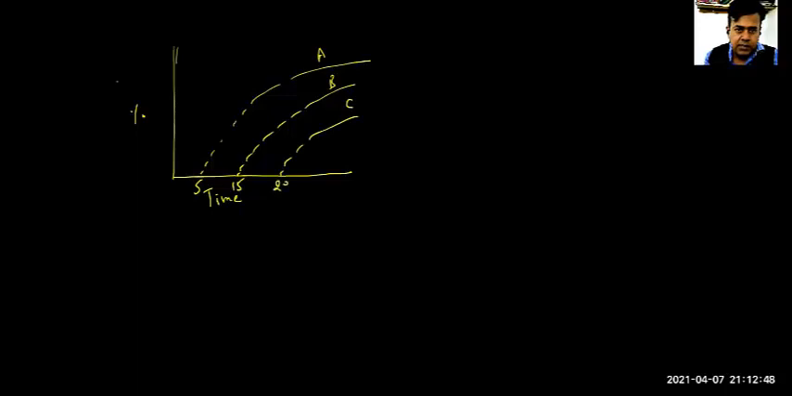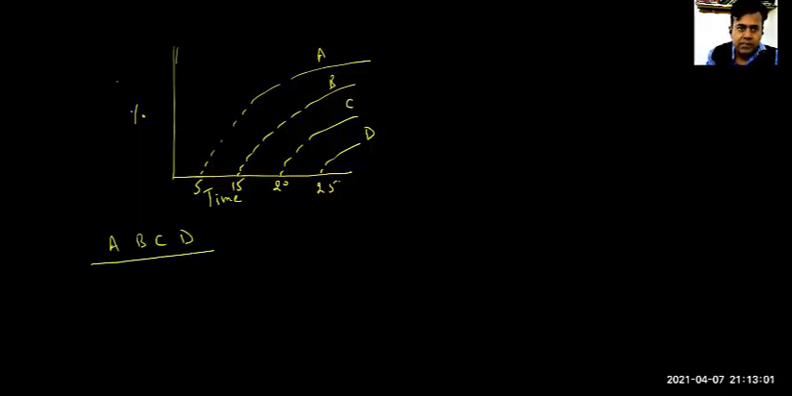Suppose this is time against percent co-transcription or conjugation or co-transformation, whatever term you would like to use. Suppose this is gene A at 5 minutes, gene B at 15 minutes, gene C at 20 minutes, and gene D at 25 minutes. There are 4 genes A, B, C, D, right?